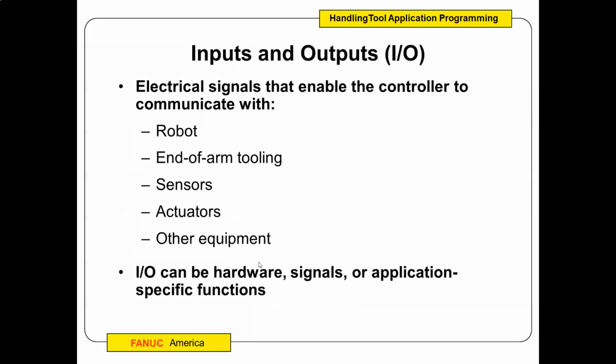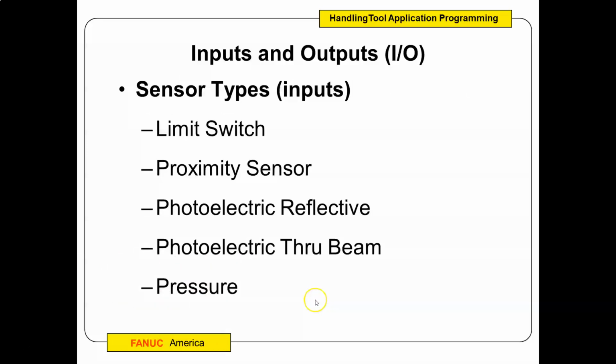So what are inputs and outputs? These are electrical signals that enable the robot controller to communicate or talk to other things, such as the robot itself, end-of-arm tooling, i.e. grippers and things, sensors, actuators, or other equipment. Normally it is going to be hardware and signals, and sometimes you can group things and do specific functions, so we'll talk about that.